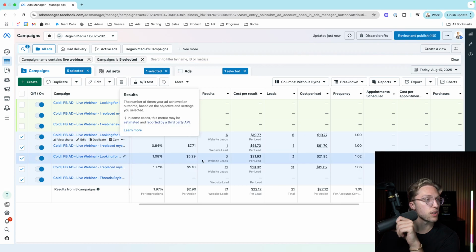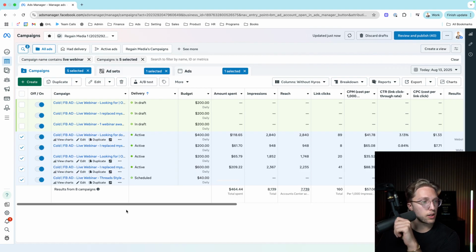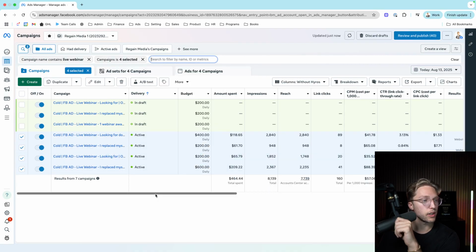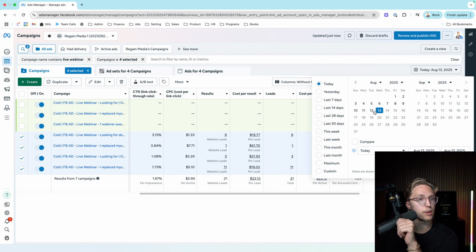Okay, so these are the troublemakers, the ones that are kind of pissing me off a little bit. Let me remove this one because they're close to being out of key performance indicator KPI.